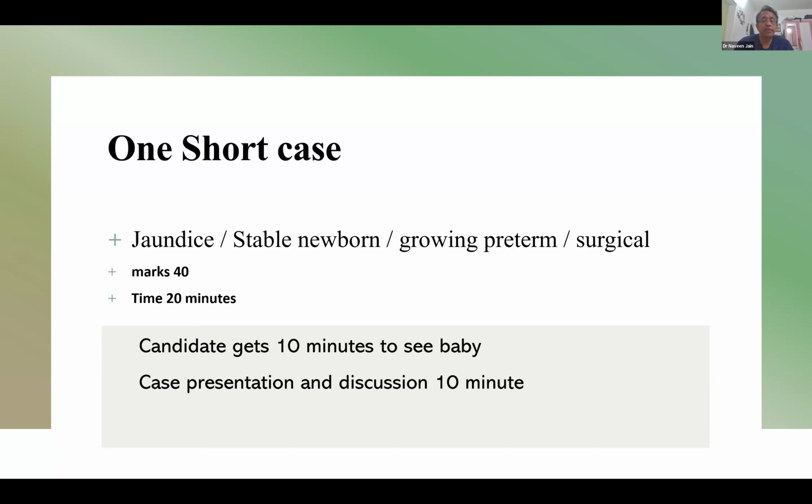Again, timekeeping will be critical for coordinators of the exam. The candidate gets 10 minutes to see the baby, and in this case may be allowed to interact with either the family or a person who is helping in the exam to get a short history. And the case presentation and discussion gets only 10 minutes.